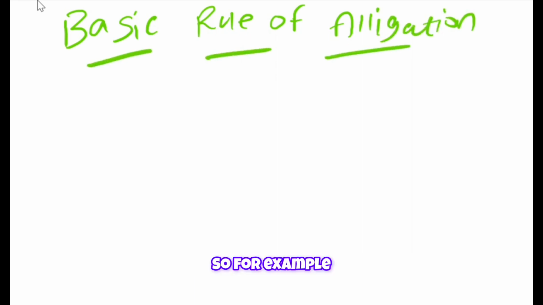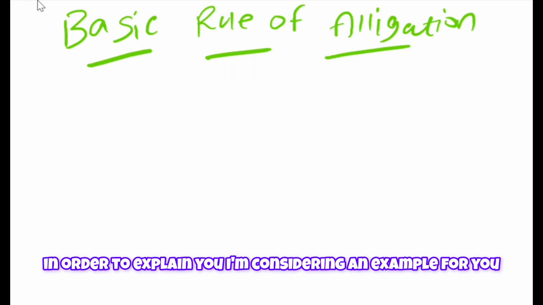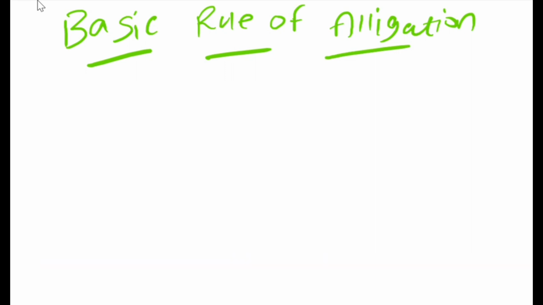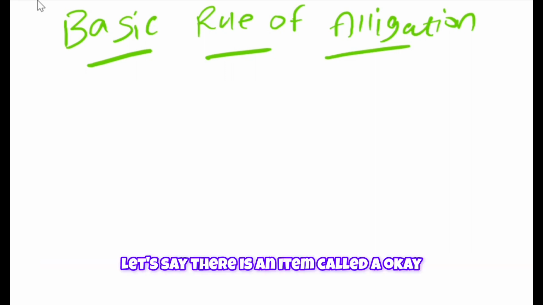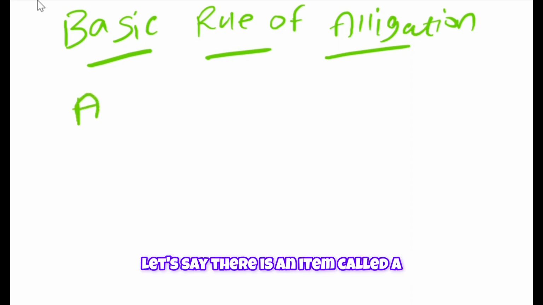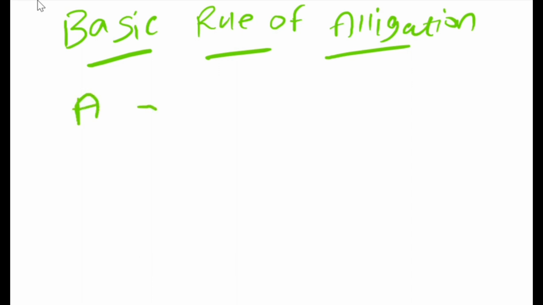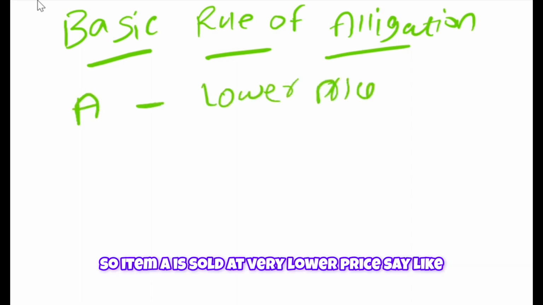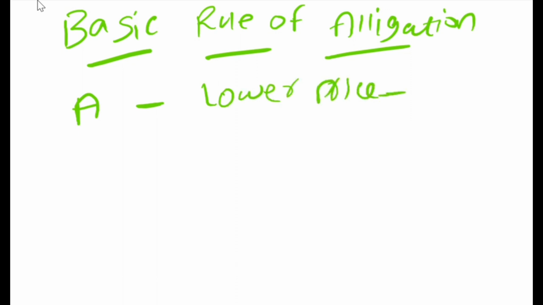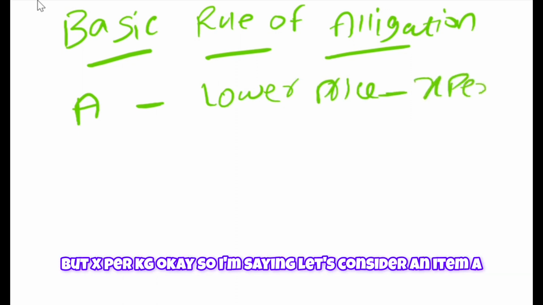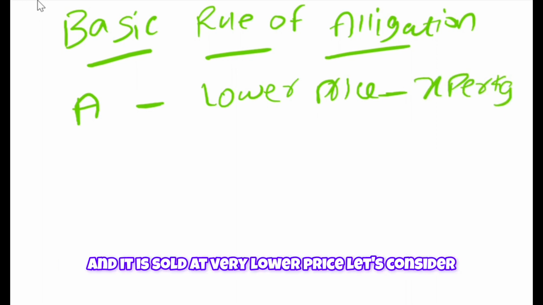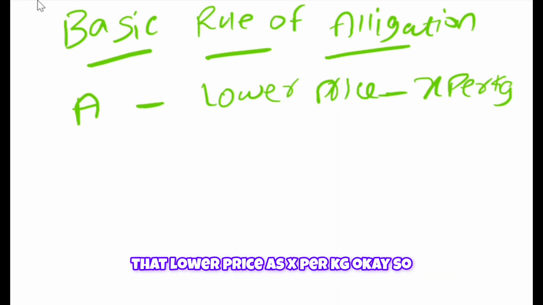Okay, so in order to explain, I'm considering an example for you. Let's say there is an item called A, and it is sold at a very low price. Let's consider that lower price as X per kg.